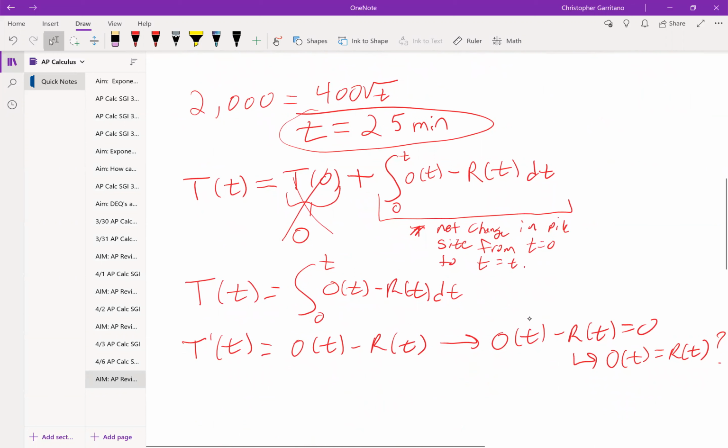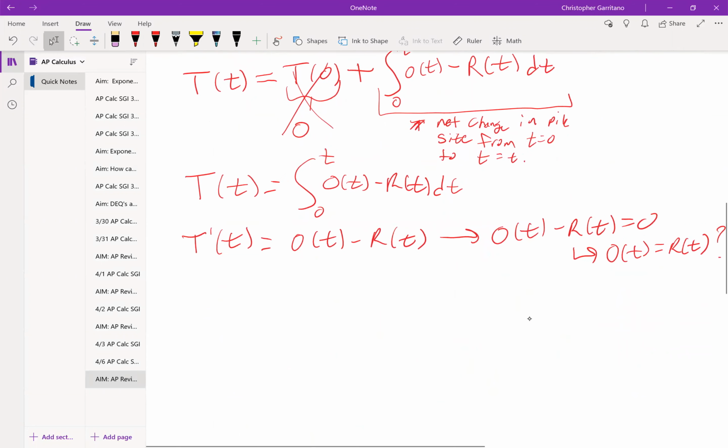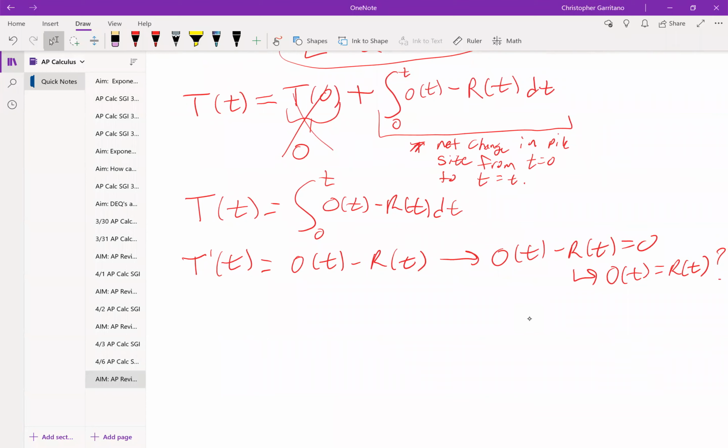The whole point now is to justify. And how do we justify? Well, we use the first derivative test. Our derivative function is O of t minus R of t. This is really what the timeline looks like. Here's t. We start at 0, and we go off to whenever. We've identified a critical point at t equals 25. And so we know that big T prime is equal to 0 at t equals 25.